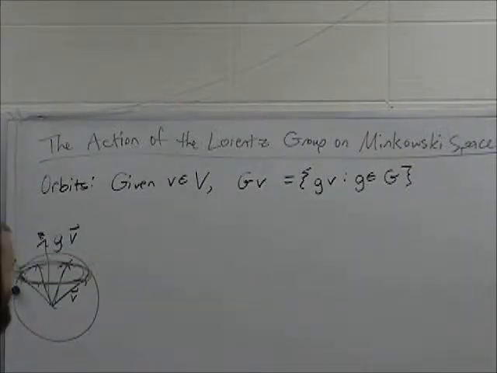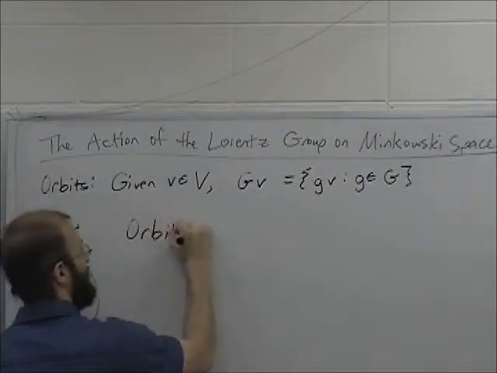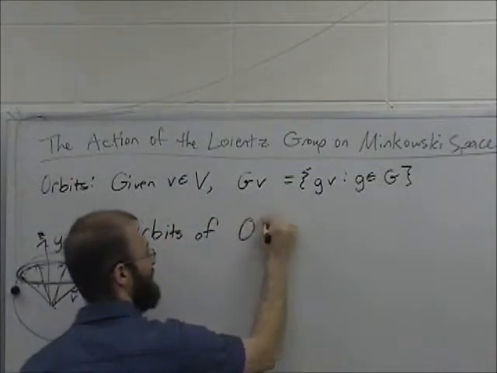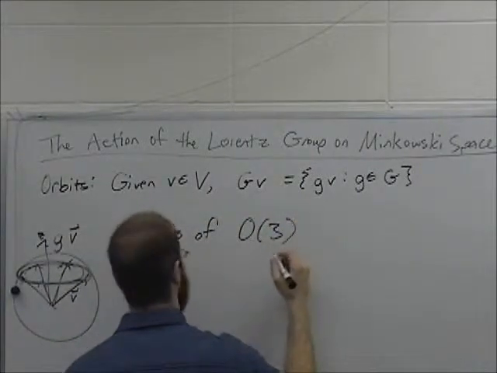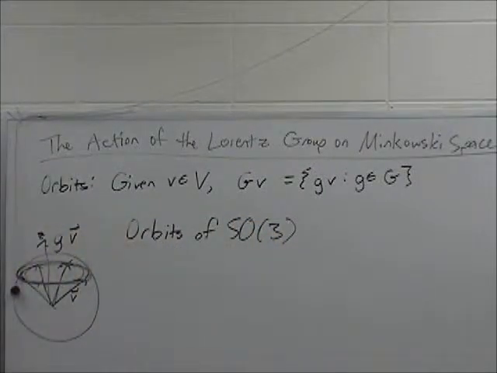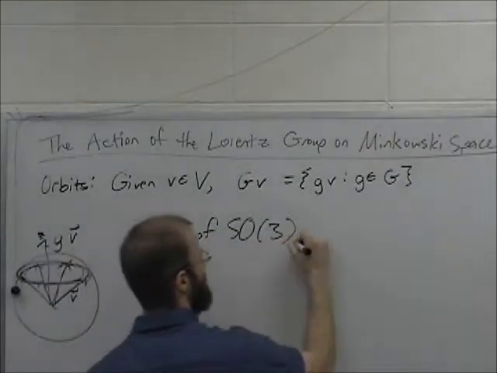And so if I look at the orbits of just O3, let's do SO3 because we don't know. Orbits of SO3, those are all the rotations, then you just get spheres.